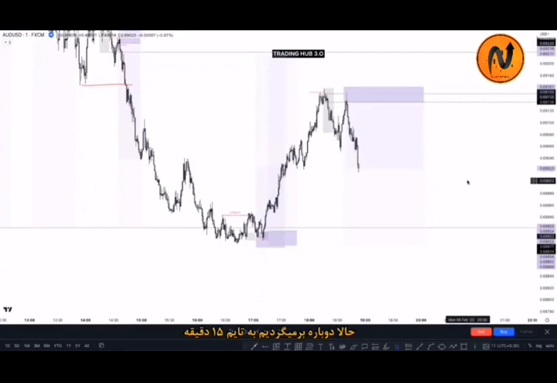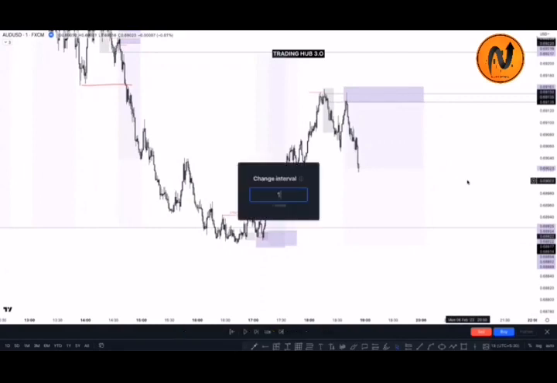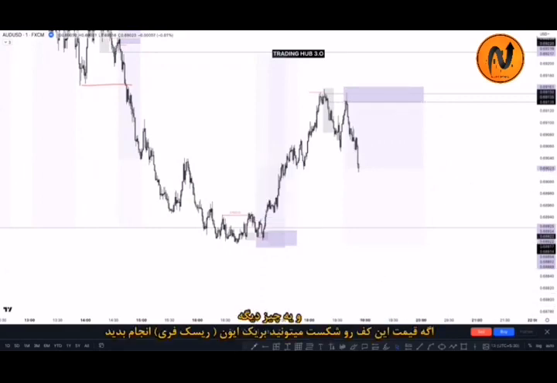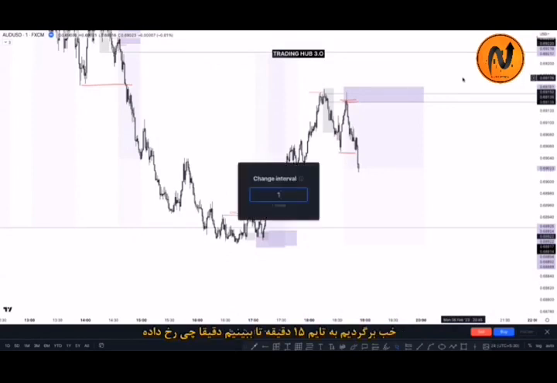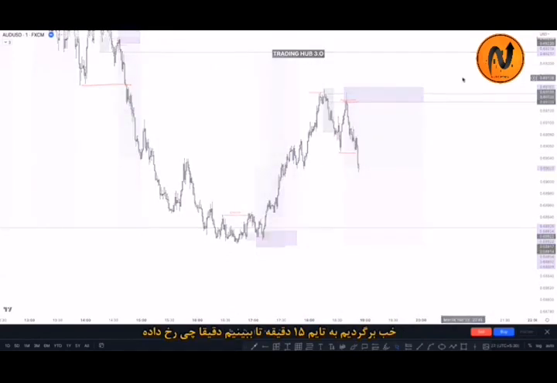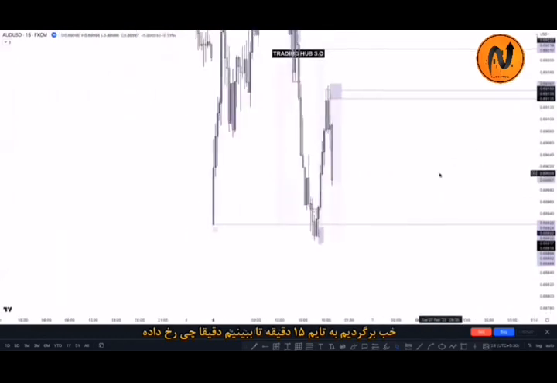Now switch here to the 15-minute time frame again. And one more thing: when the market broke the first pullback, which is here, you can put your stop loss and break even point. Now again switch to the 15-minute time frame to see exactly what is happening here.